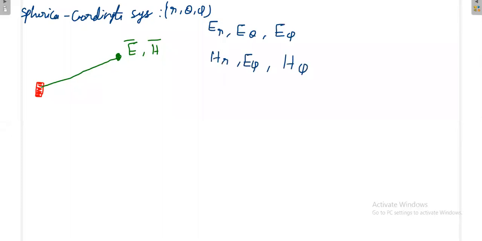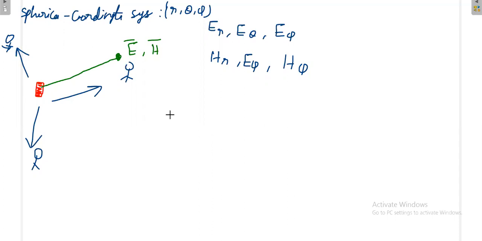Somebody tell me, I am standing here, my antenna is here, in which direction does the wave go? The wave will definitely go in this direction. If I stand here, the wave will come this way. If I stand here, the wave will come this way. So what is very clear is that wherever you stand in space, the wave direction follows the r cap direction.